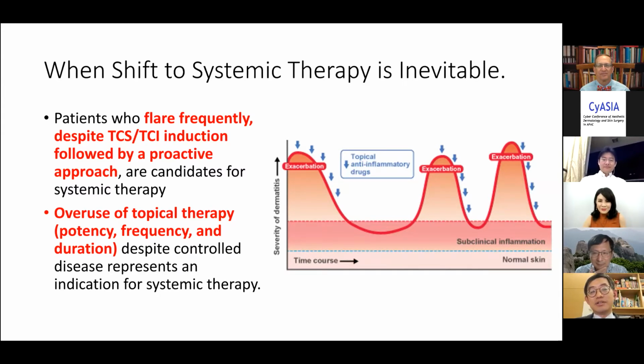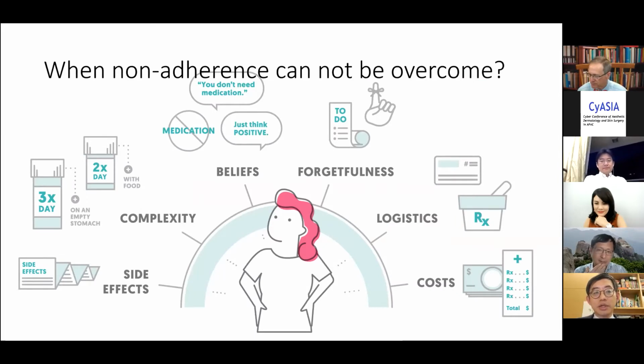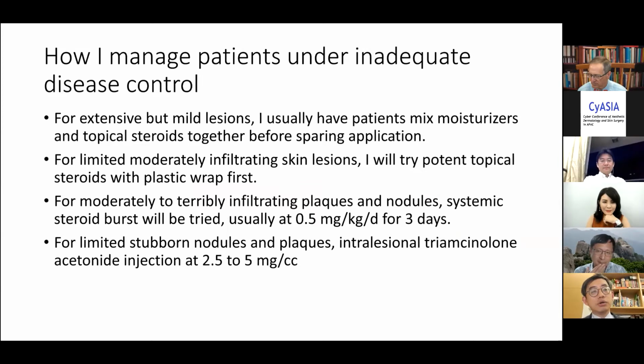And so the problem is we also have to know when to shift to systemic therapy when it is inevitable. That's what Steve will mention when he talks about systemic therapy. According to the publication, the dermatologist should be familiar with systemic therapy in treating inflammatory dermatosis. So when non-adherence cannot be overcome, this is also the issue that Steve will focus on: how I manage a patient under inadequate disease control. For extensive but mild lesions, I usually have.